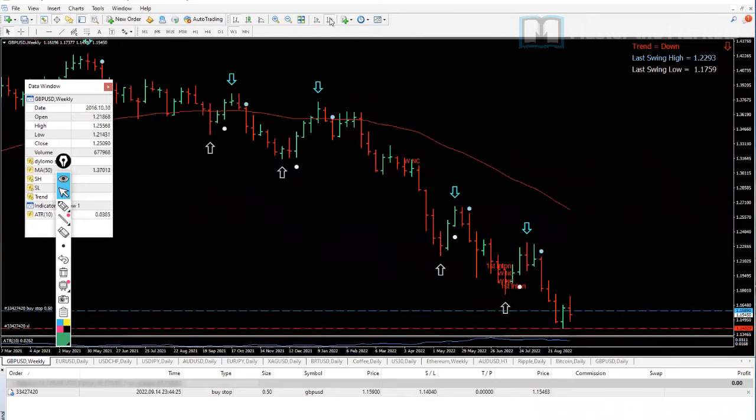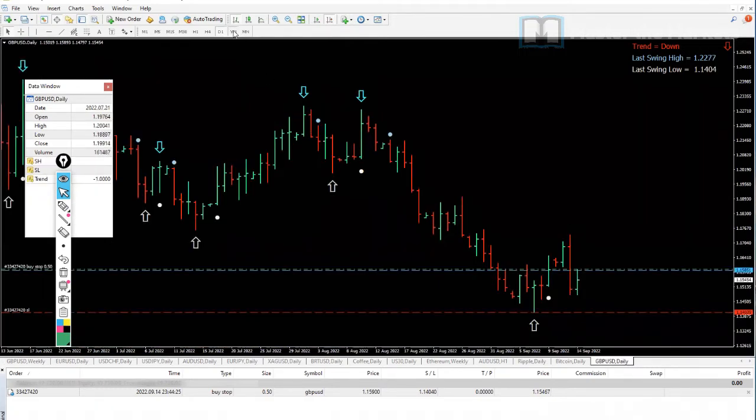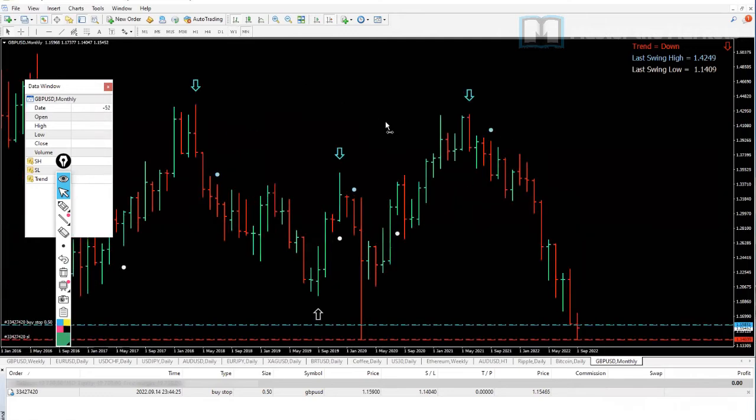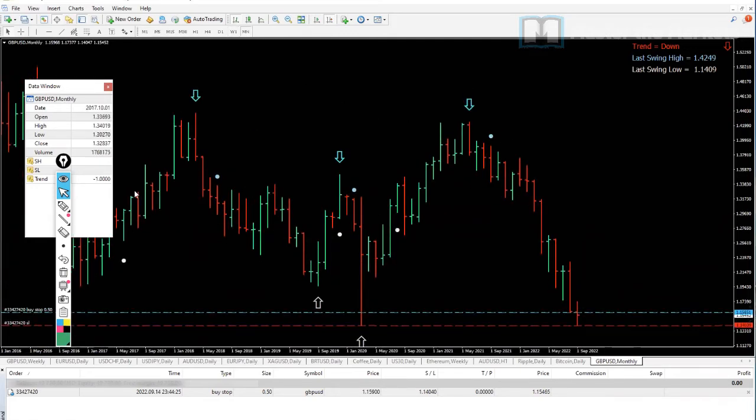Let me just bring a clearer chart over here. Just bear with me a little. So let me bring up the other one here. This will be a bit clearer. So this one here. Let me bring up the weekly and the monthly. That's a bit clearer for you guys without all the labeling that we've done before.